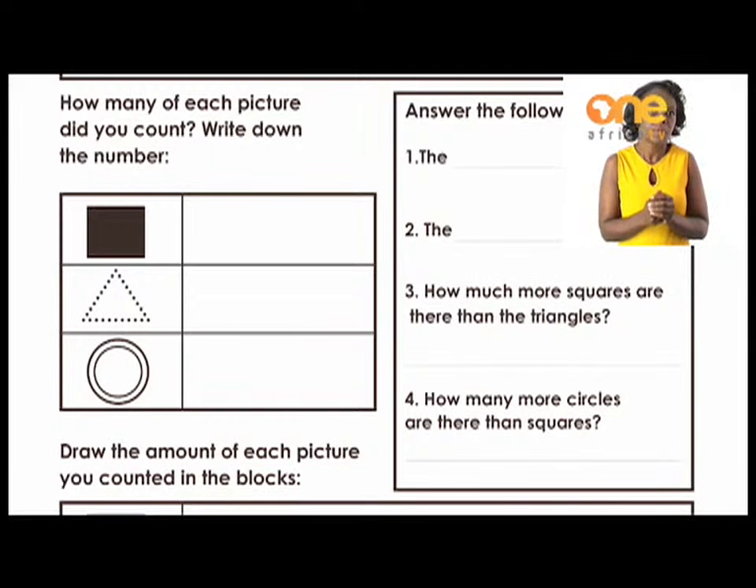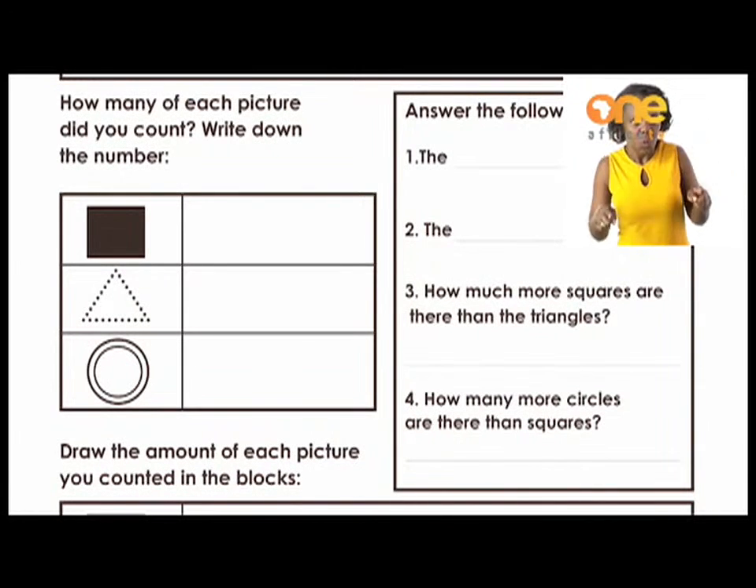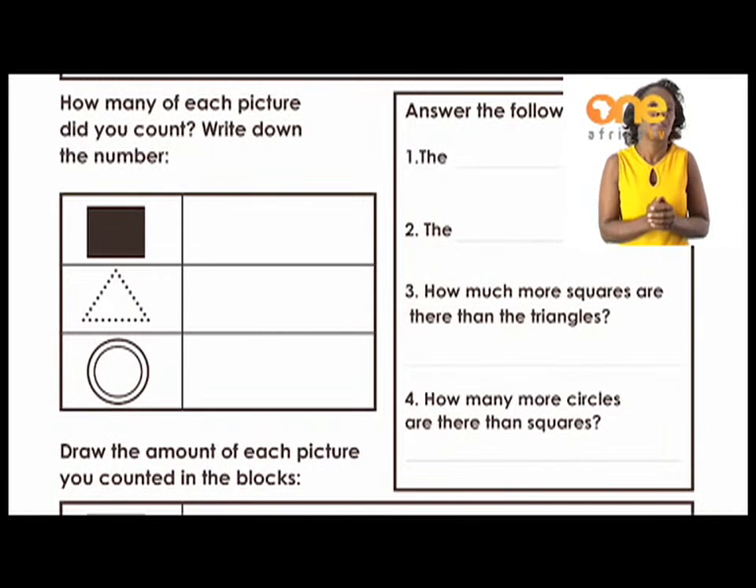Number 3, how many more squares are there than the triangles? So now we are comparing the squares and the triangles. How much more squares, how much of the squares are more than the triangles? What do you do there? What do you think we do there? You have to find out for me. I'm going to check on you tomorrow.